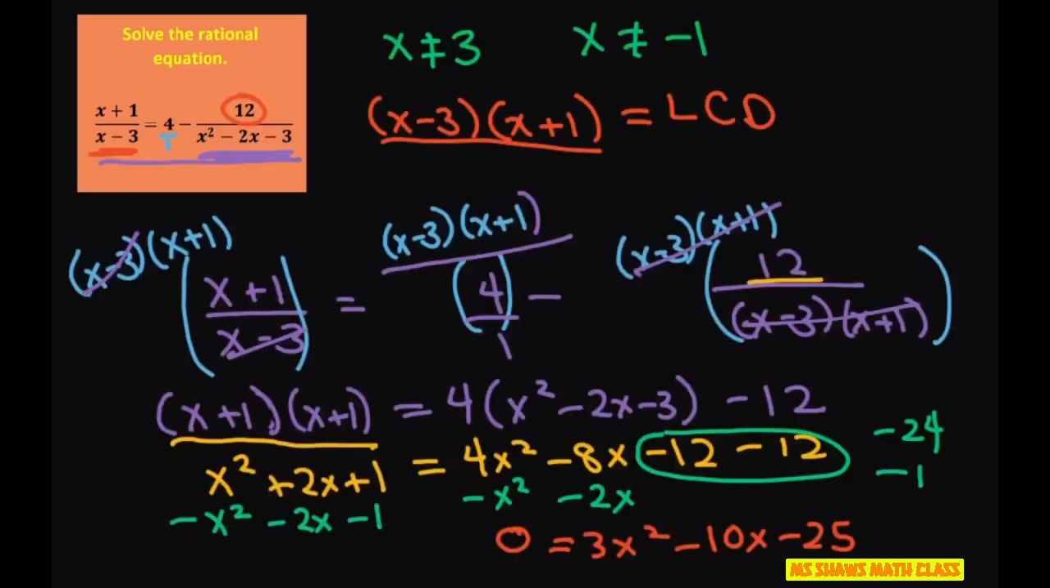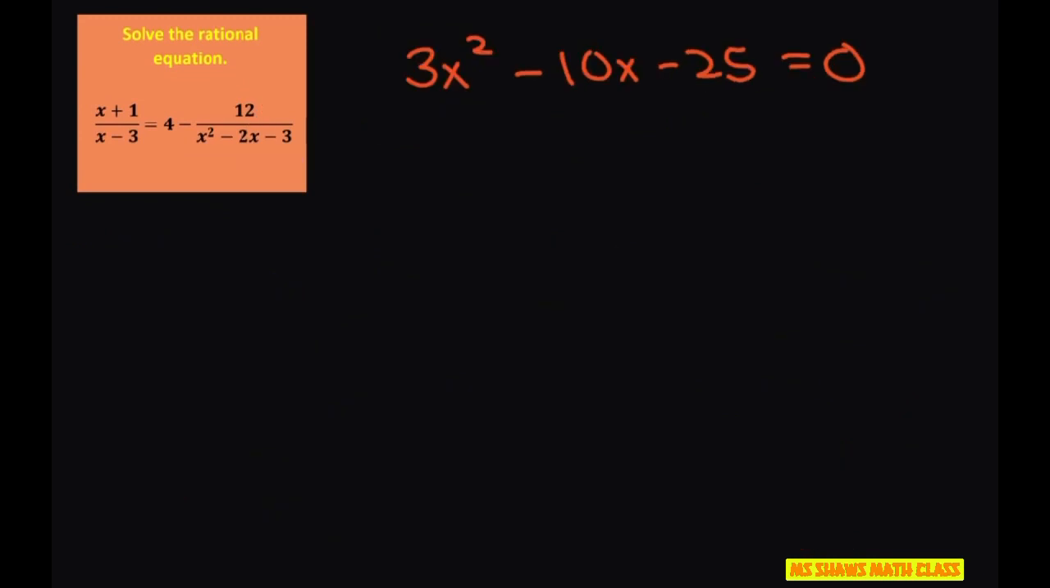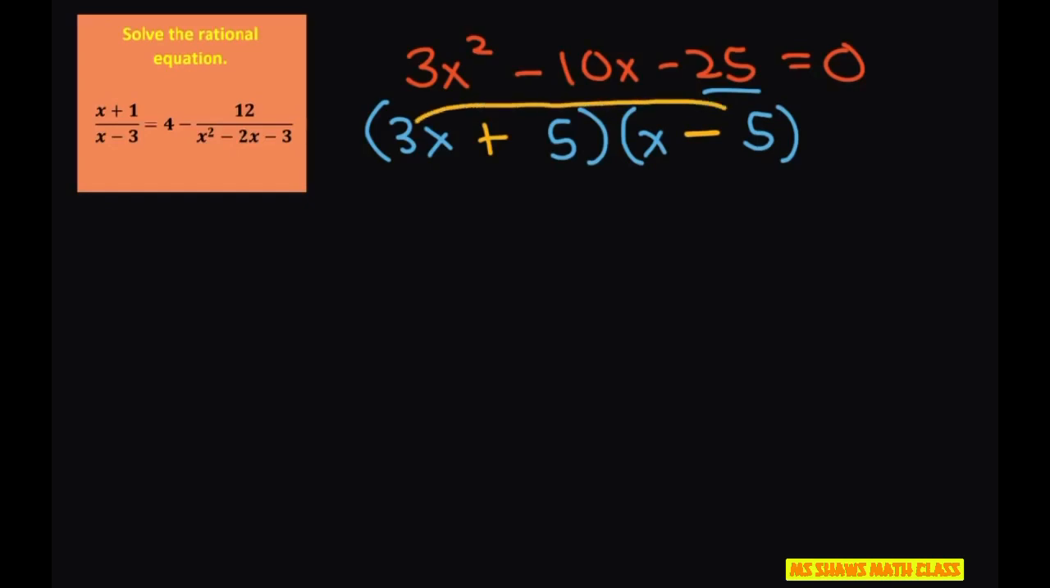Just going to double check. Yeah. Let's see if we can factor this. We have 3x and x. And this just has to be 5 and 5. One has to be positive and one negative. So 15 is going to be the negative. So this is going to be the negative. This is positive. And I'm just double checking. This is negative 15 plus 5 gives me my negative 10x.